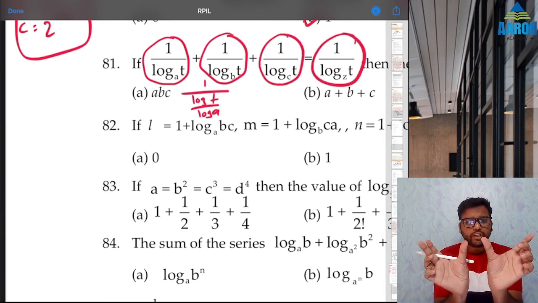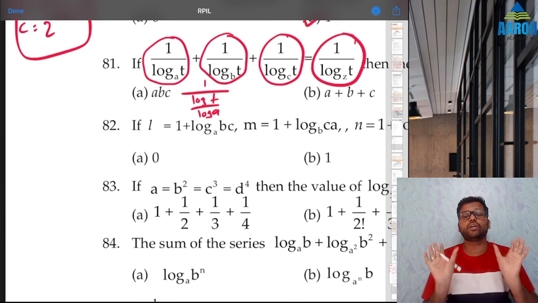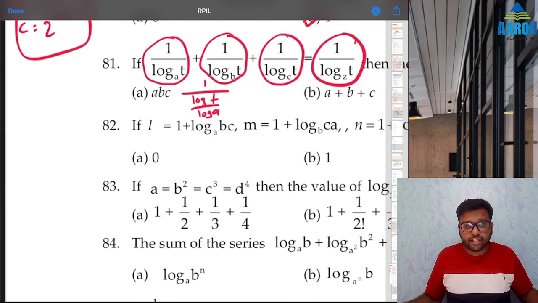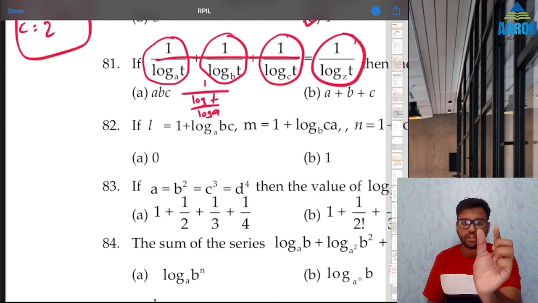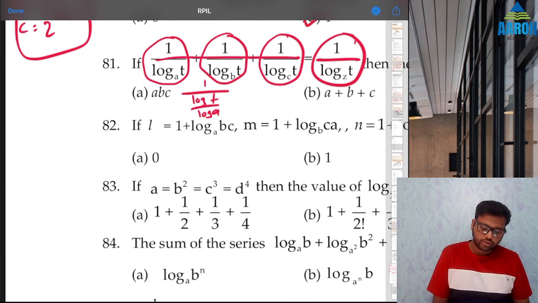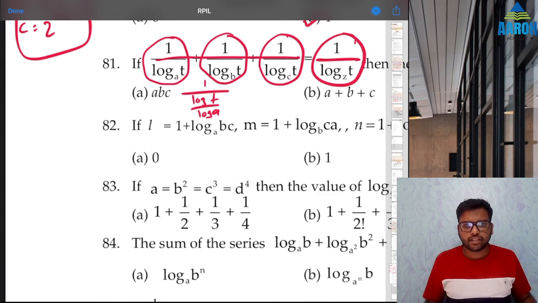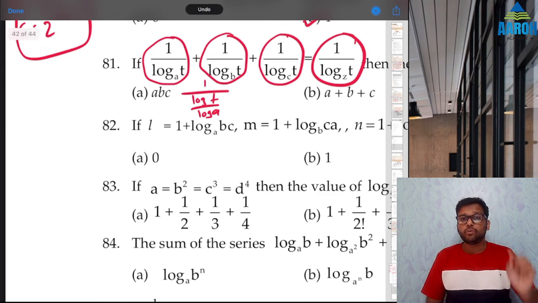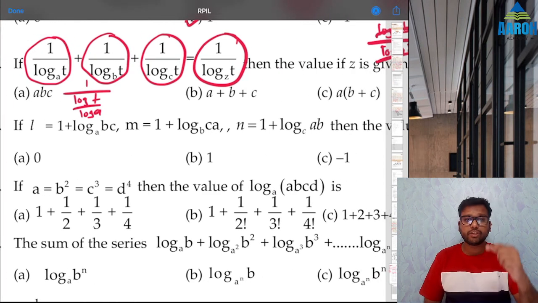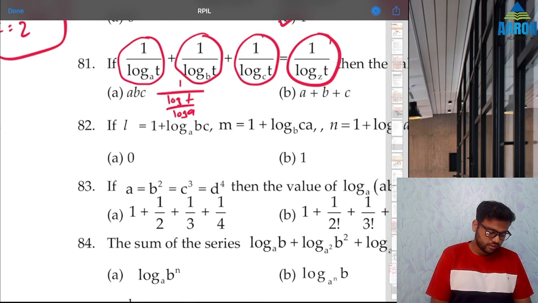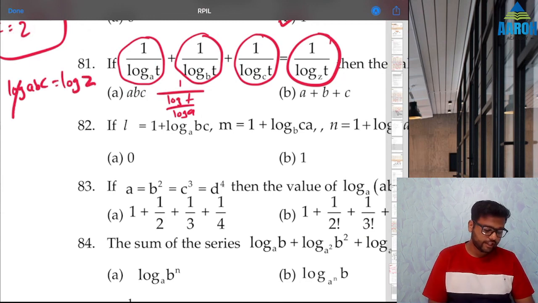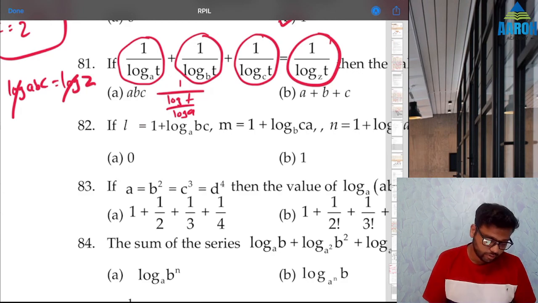Log t is the common denominator. On both sides, log t is the denominator. So it will be cancelled, right? Because on this side you can just add all three terms. The common denominator will be log t. Here also the common denominator will be log t. So it will be cancelled. Fine. Now in the numerators, what do you have? Log a plus log b plus log c, which is log abc. So log abc is equal to, on this side, log z. That means if you cancel out the log sign, z is equal to abc, option A.